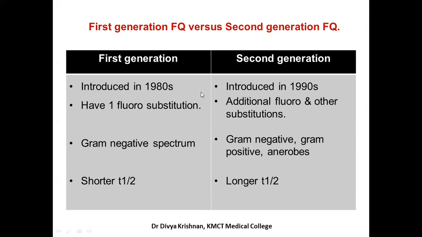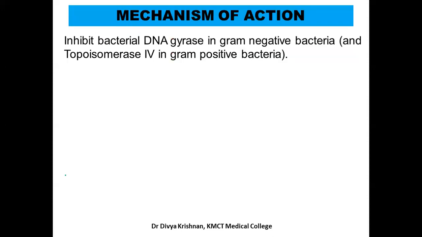The first generation ones have got one fluoro substitution, whereas second generation ones have got additional fluoro substitutions, more than one, and other substitutions also. The first generation ones are mainly active against gram-negative, whereas the second generation ones are more broad spectrum. They are active against not only gram-negative, but also gram-positive and anaerobes. The first generation ones have a shorter T-half, whereas the second ones have a longer T-half. These are the basic differences between the first generation and the second generation.